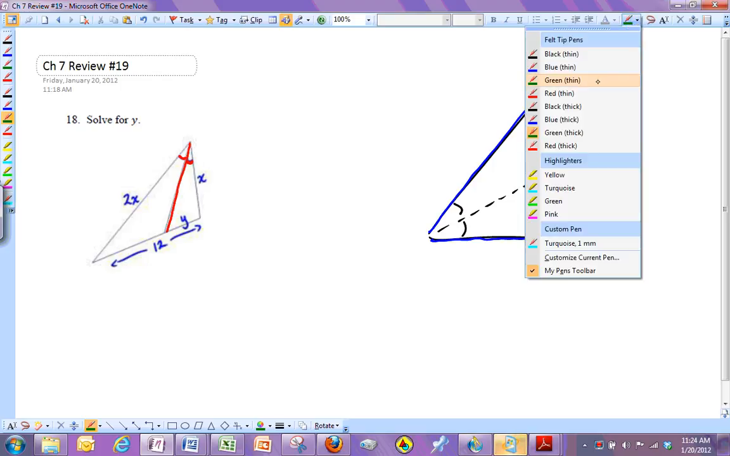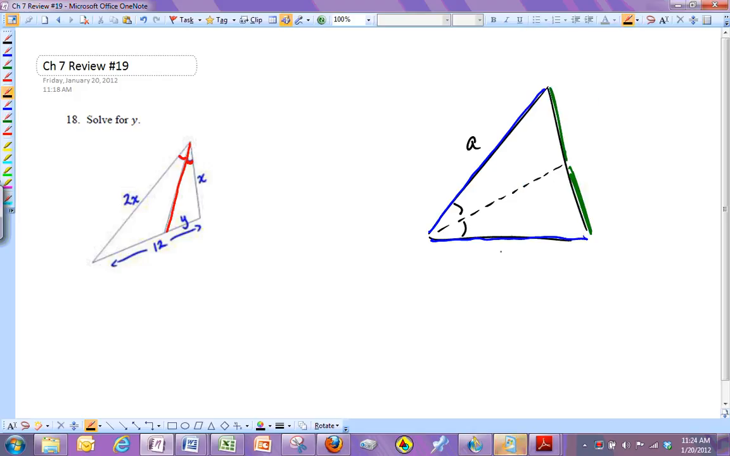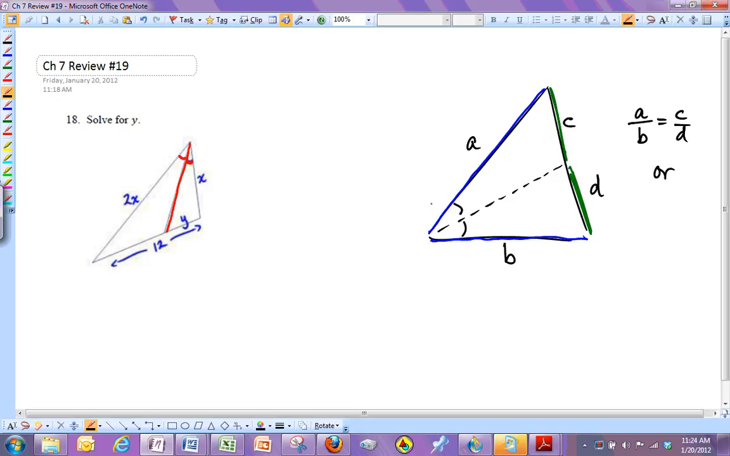So if I assign letters to these things, like A, B, C, D, you could do the top blue over the bottom blue equals the top green over the bottom green, so that would be A over B equals C over D. Or you could do the top blue over the top green equals the bottom blue over the bottom green. So you could also get A over C equals B over D, where you're doing the blues over the corresponding greens. These are the two most common formulas you could set up there.